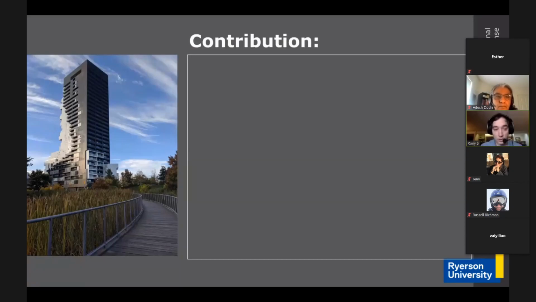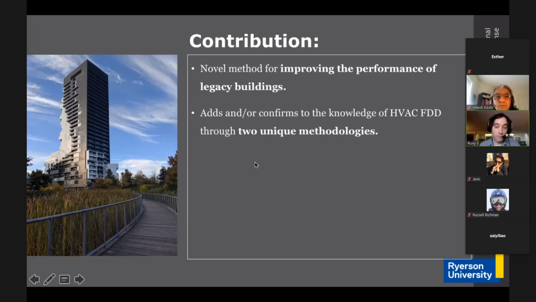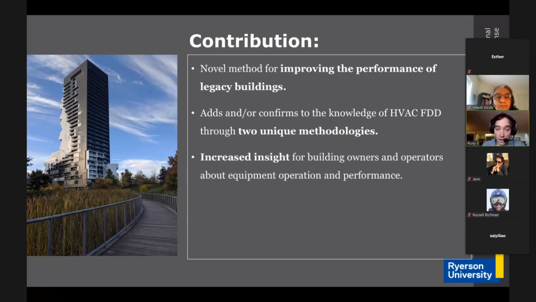Overall, this work contributes to several things within this domain. Firstly, we are presenting a novel method for improving the performance of legacy buildings. We present two methodologies, of a non-condensing boiler and of a pump, using two unique methods. This research confirms or adds new knowledge to the field of HVAC FDD through these two methodologies. Furthermore, we provide increased insight for building owners and operators about equipment operation and performance.